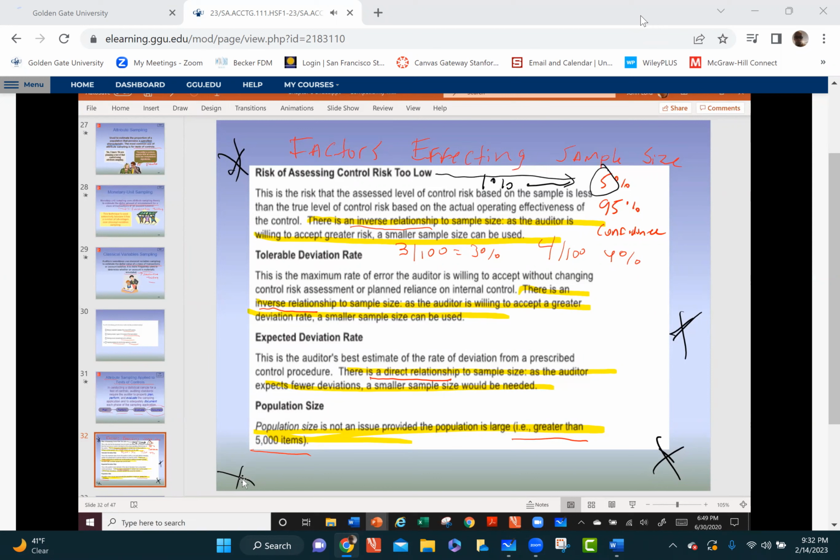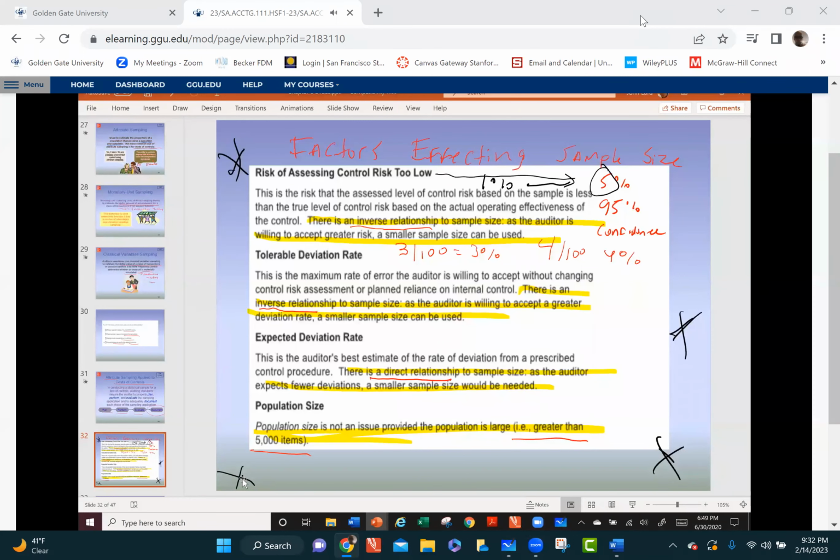And we say there is an inverse relationship to sample size. As the auditor is willing to accept a greater deviation rate, a smaller sample size can be used. Okay, now that one gets a little bit more difficult to feel intuitively. So let's just think about this. Tolerable deviation rate is the maximum amount of deviation I will accept from a control procedure and still determine the control has operating effectiveness.